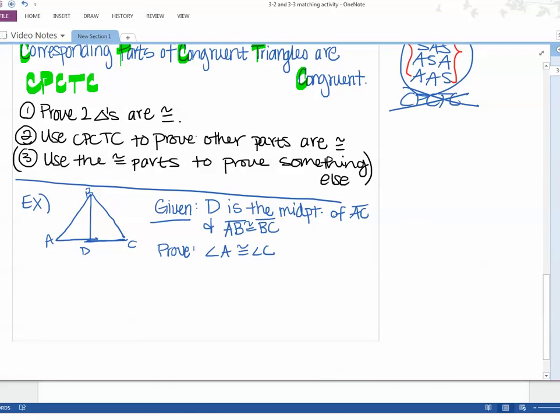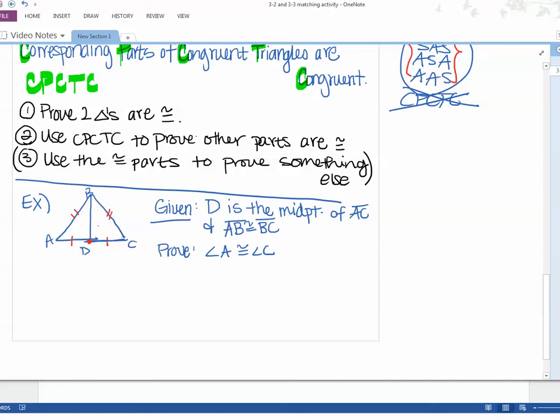Okay, D is the midpoint of AC. By the definition of a midpoint, that means that AD and DC are going to be congruent. That's going to have to go in our proof somewhere. Okay, next, AB is congruent to BC. They just give us a side. AB is congruent to BC.